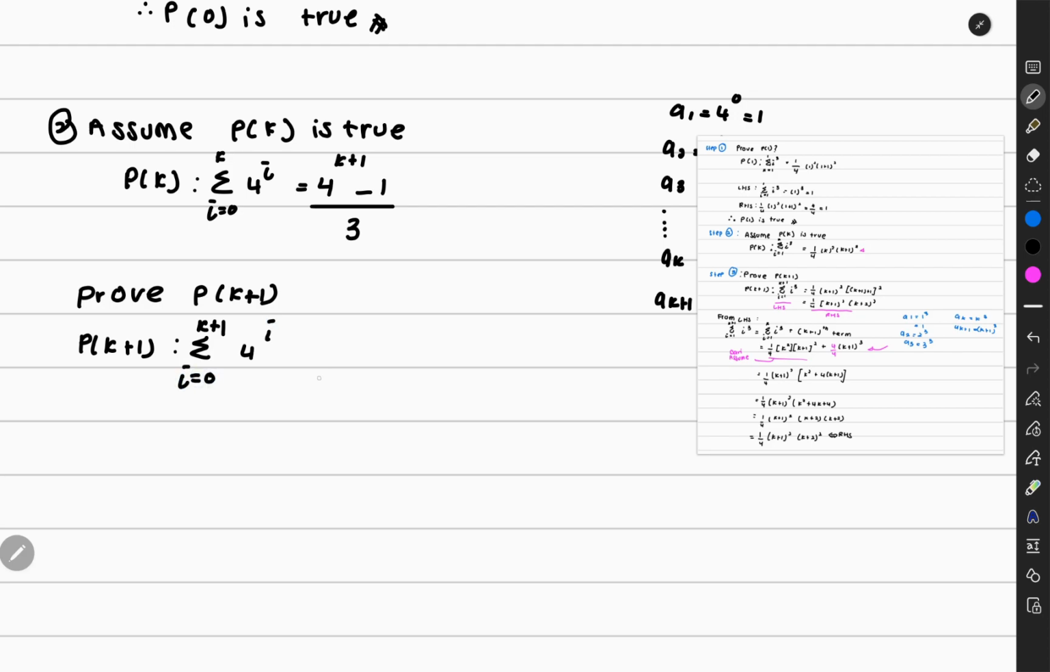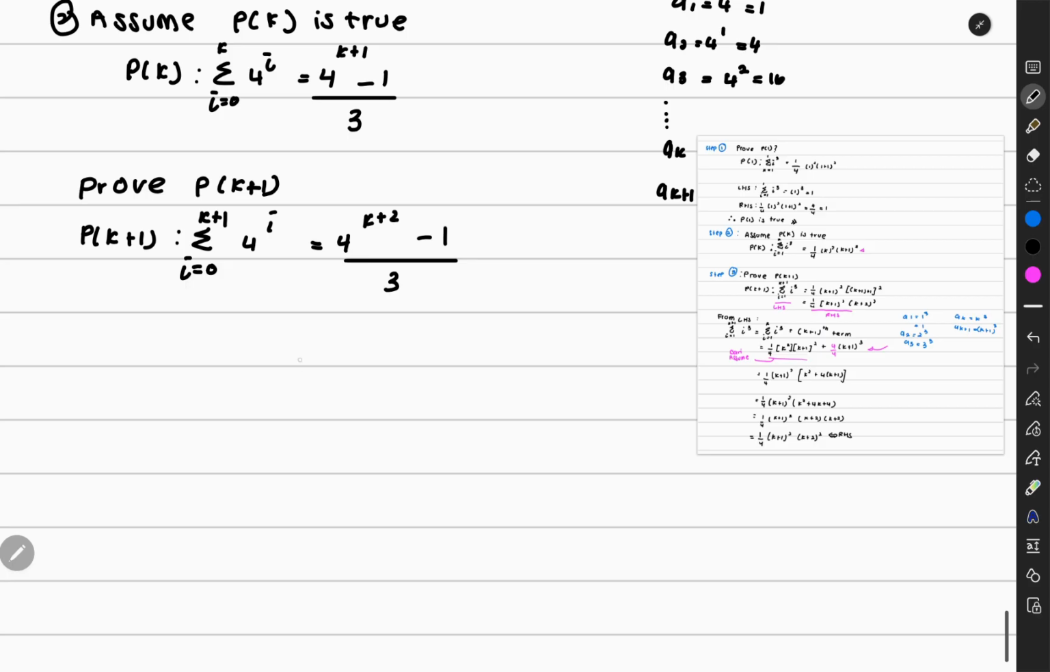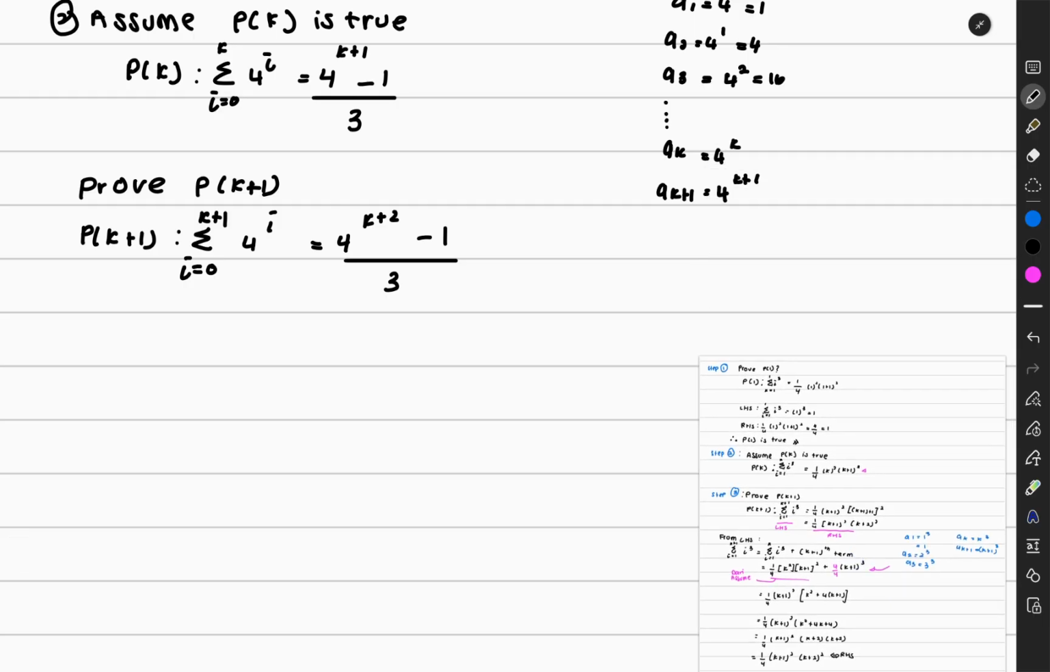4 to the K plus 1 plus 1, K plus 2, minus 1 over 2. Okay. So now can you prove that the summation up until the K plus 1 term is equal to 4 to the K plus 2 minus 1 over 2? Boleh tak? Okay, let's see.